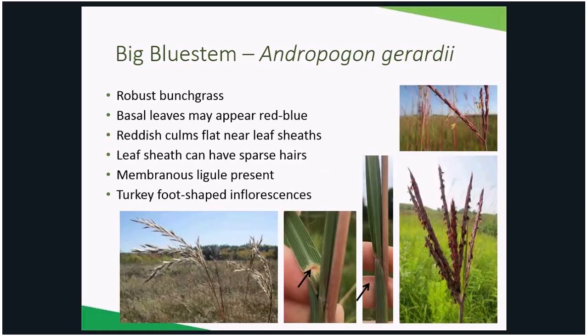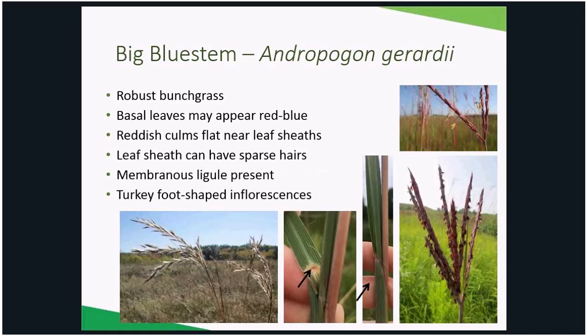Okay, big blue stem is next, and we just have a few left. Big blue stem is the state grass of Illinois, a very typical prairie grass. This is the one that if you know prairies, you know big blue stem. So again, this is a bunch grass that is very robust. It can grow 8 to 10 to 12 feet tall depending on where in the state you're at.